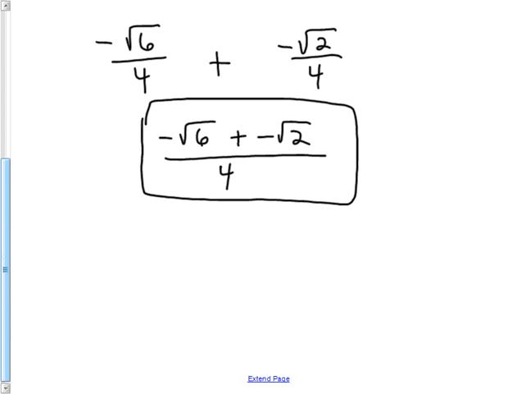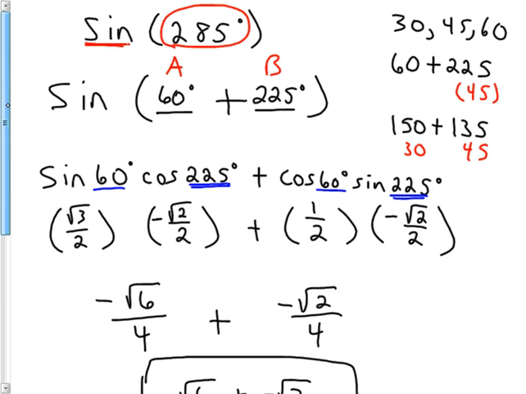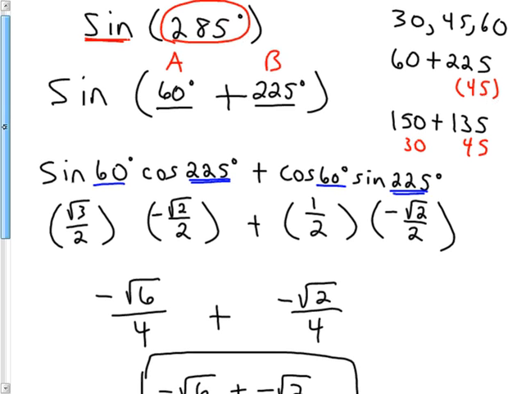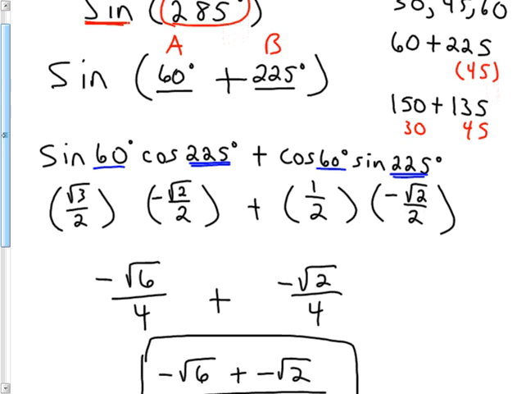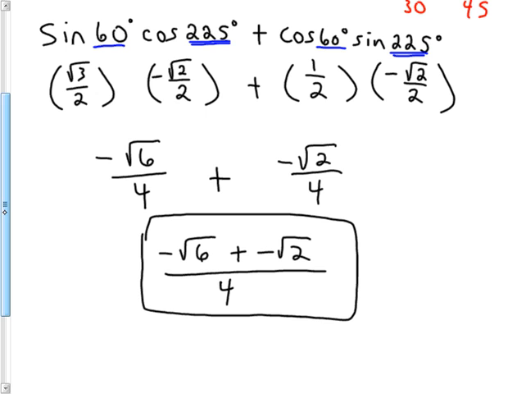So these questions involve you having to go through and do that. You're not pulling out your calculator and just hitting sine 285. That's going to give you a decimal answer. We want the exact value, and the only way we can do that is going through the process that I went through here.